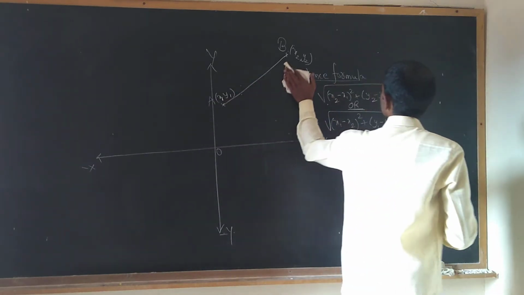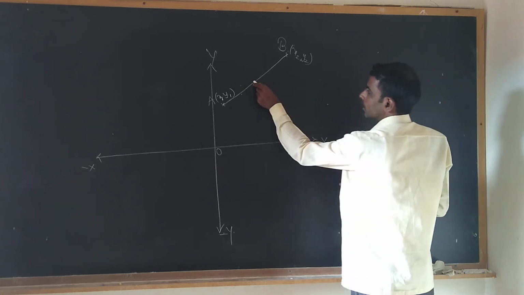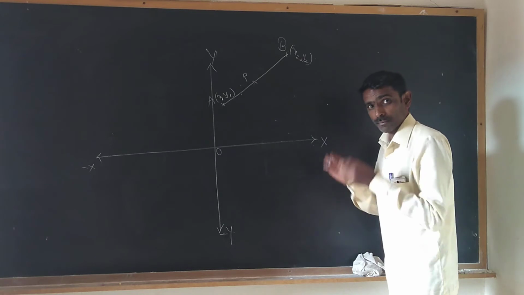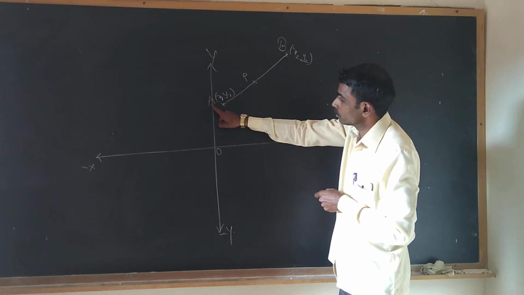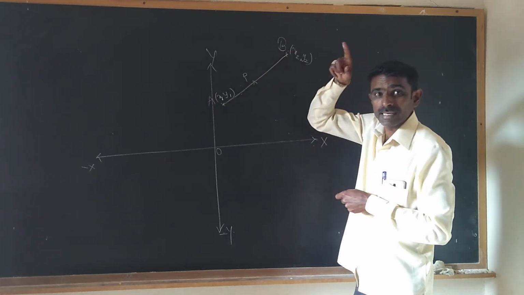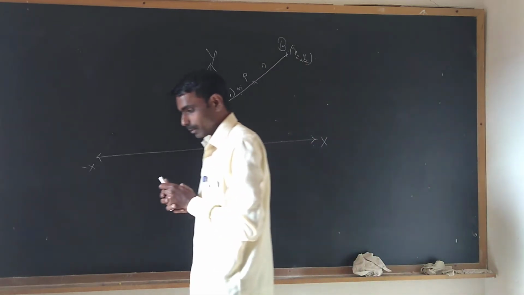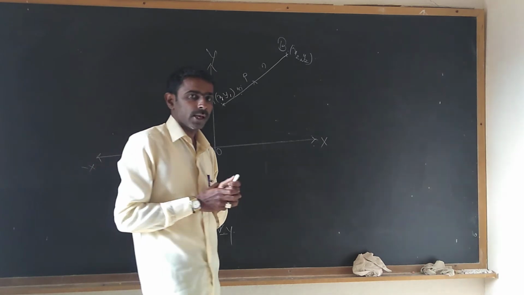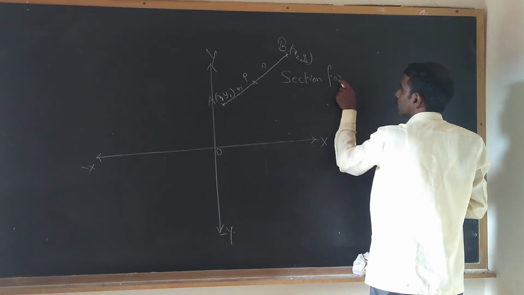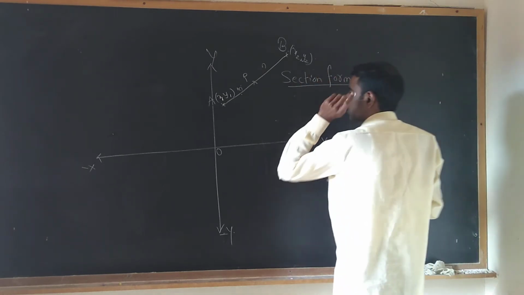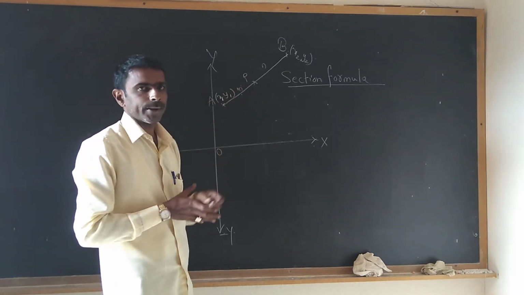And also you have seen, if I want to find the coordinates of any point P which divides the join of A and B internally in the ratio m is to n, then we are going to apply the section formula. And the section formula for internal division. Here, what are we finding? The coordinates of the point P.